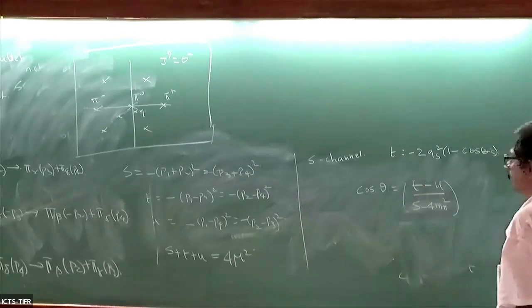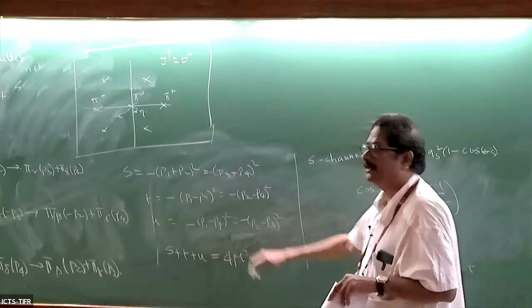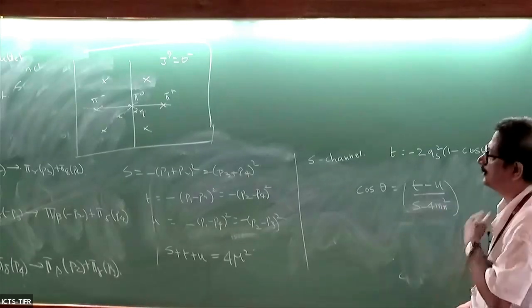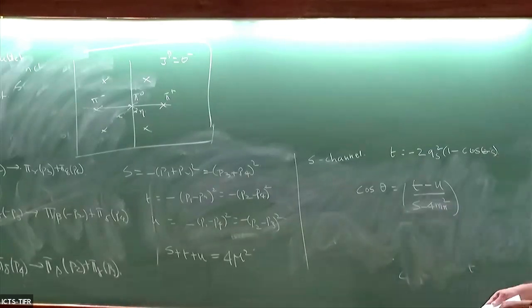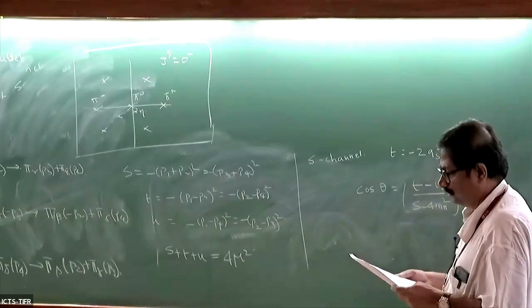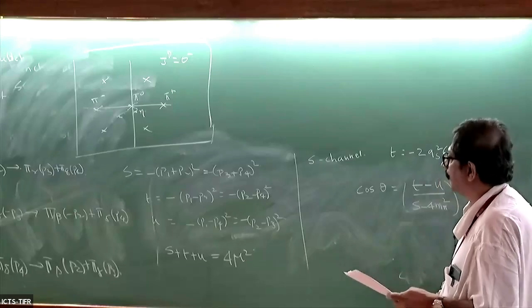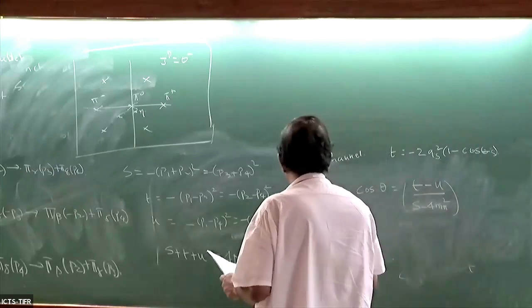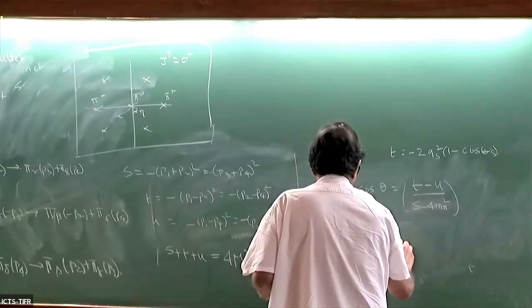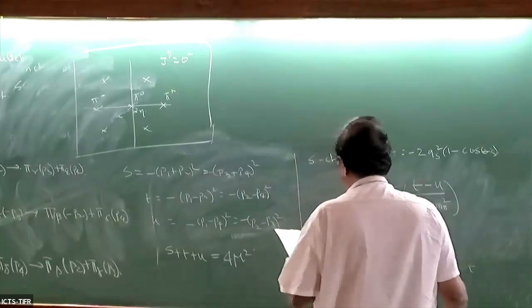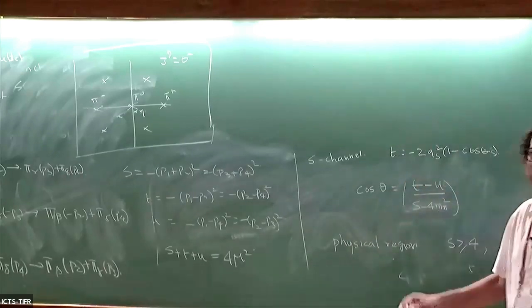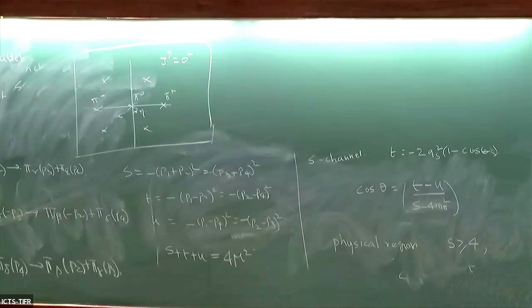So please remember that these are not just arbitrary symbols, but these symbols also represent specific characteristics of a given scattering configuration, that this cosine theta is given by (T minus U) by (S minus 4m pi squared). And the physical region in the S channel is S greater than or equal to 4. Why? Unless you actually have enough energy.